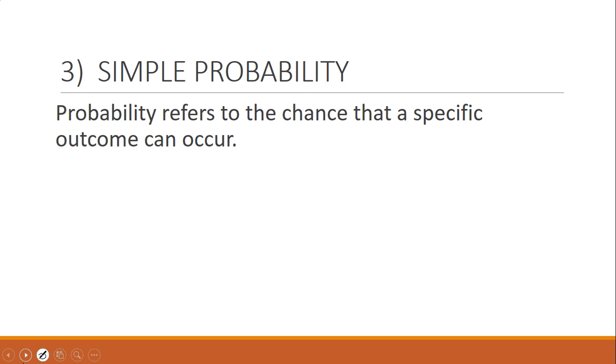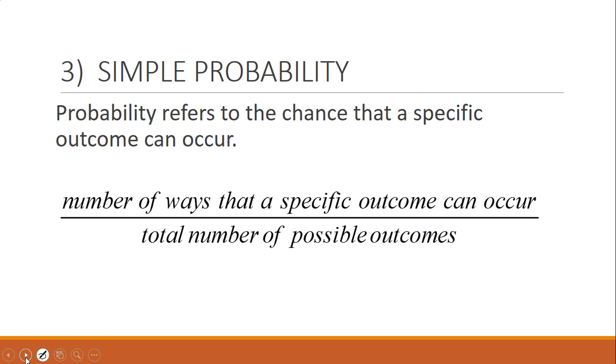And then the last part of probability to understand is just the basic idea of simple probability. It refers to the chance that a specific outcome will occur. So basically, it's just a simple ratio that you can divide out to make a percent or a decimal equivalent to that. And basically, the setup is the number of ways that a specific outcome can occur over the total number of possible outcomes.